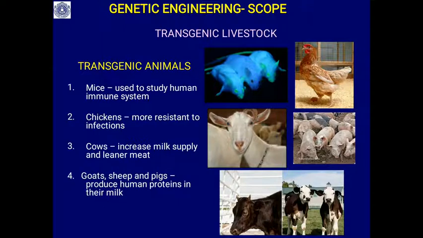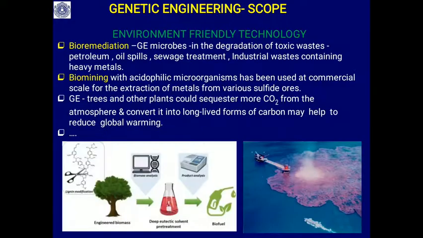So the transgenic animals: you can see the mice are extensively used in research. Then in livestock, the chickens are resistant to infections. Then increased milk supply and leaner meat in the case of cows. Then human proteins can be harvested in goats and pigs.